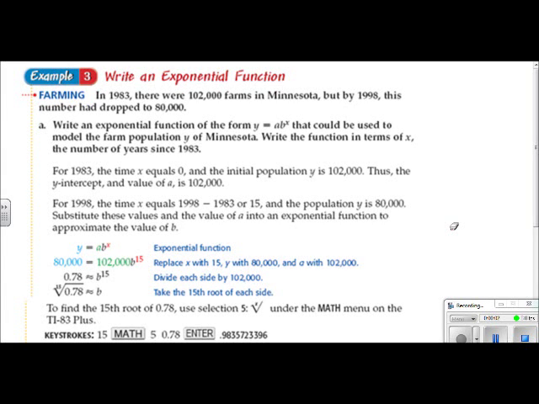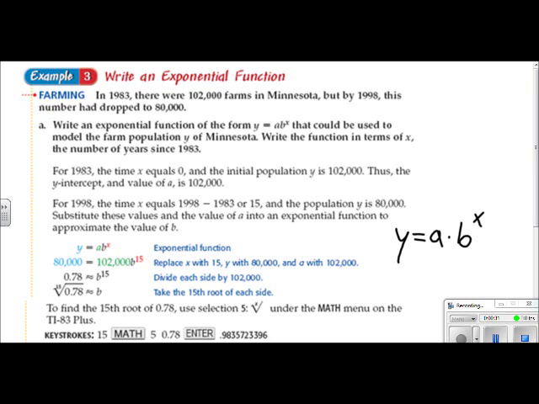All right, let's look at a specific example of an exponential function. In this case, again, we're always looking for a function in the form y equals a times b to the power of x. So it says in 1983 there were 102,000 farms in Minnesota, but by 1998 this number had dropped to 80,000. So we have to write an exponential function that we could use to model the number of farms that we have in Minnesota.